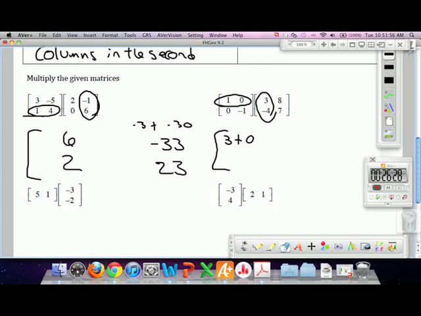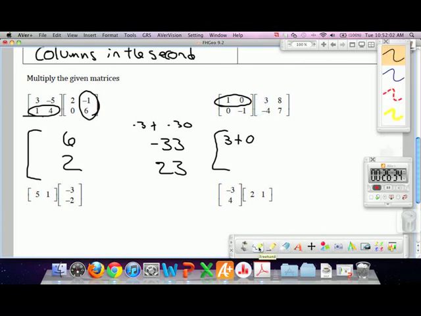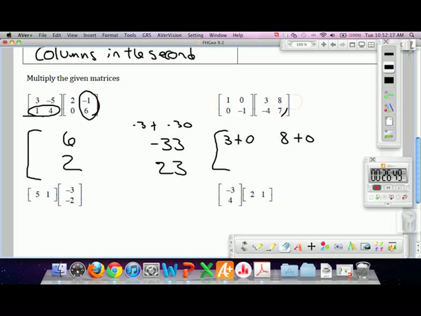Row 1, column 2, I'll get by multiplying row 1, column 2. So 1 times 8 is 8. 0 times 7 is 0. Okay, there's no more columns, so I'll go to the next row. Row 2, column 1.